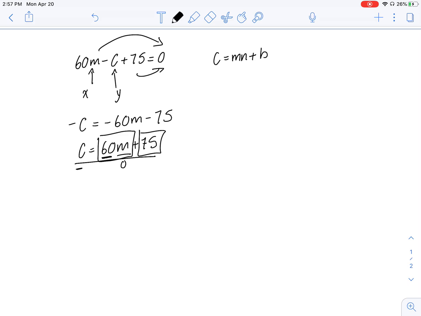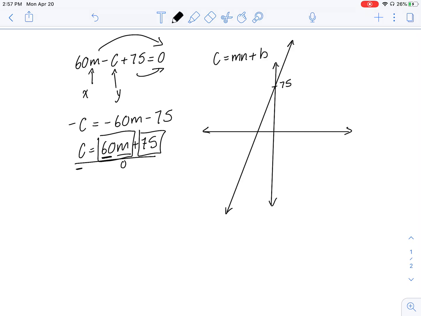Next, let's move on to illustrating this relation graphically. Let's start by drawing our axes. And we've learned that the y-intercept is 75 and our slope is 60. It's positive and frankly quite large, so it'll be pretty steep and it's going to pass through our y-intercept here. And let's finally label this graph to give us c equals 60m plus 75.